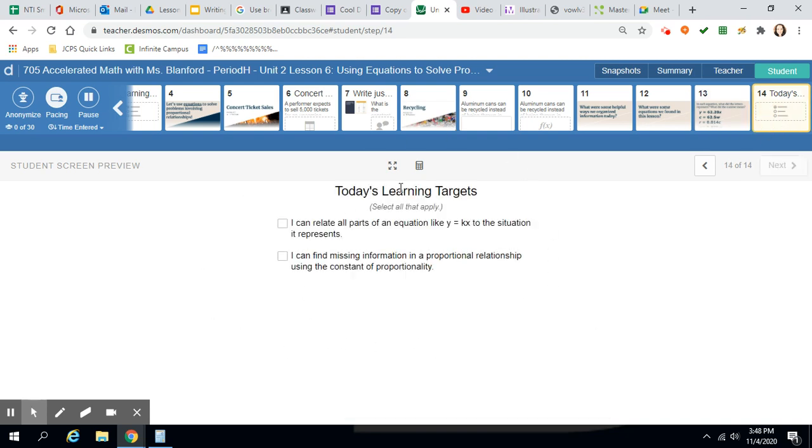So now I want you to think about, can you relate all parts of an equation like y equals kx to the situation? For instance, when we said that the weight of the cans was equal to 0.016 C, can you understand that the y is the weight, this is the constant of proportionality, which means how much every can weighs, and this was our x, the number of cans? So can you explain that? If you can, check that.